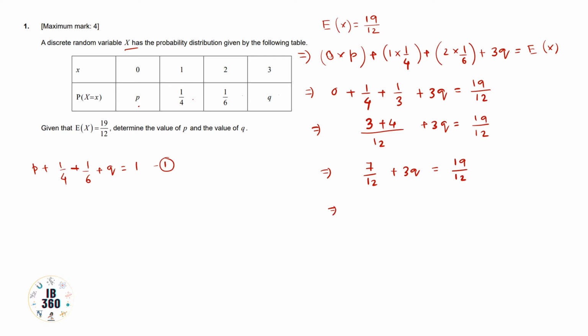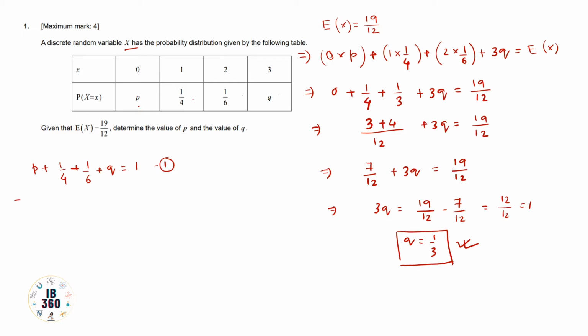So we will get 3q equals 19 by 12 minus 7 by 12, that is 12 by 12 equals 1. So q equals 1 by 3. This we will get, that is q equals 1 by 3. So we have got the value of q.